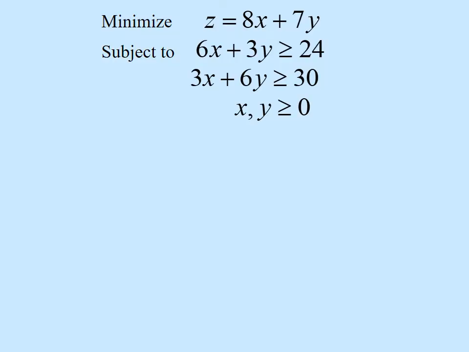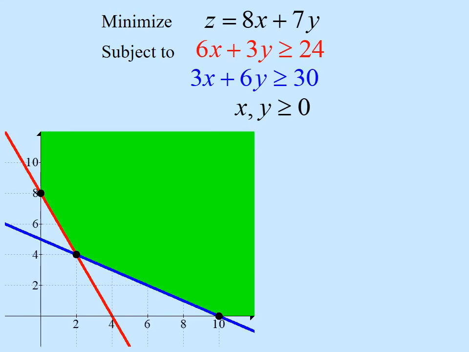Here's another one. Let me point out that this one says minimize, but it's the same idea. We're going to draw each of the inequalities. Here's both of them color-coded for you. Red line, blue line, red and blue. And the corner points are already labeled.